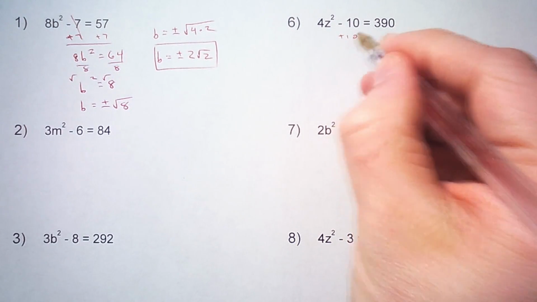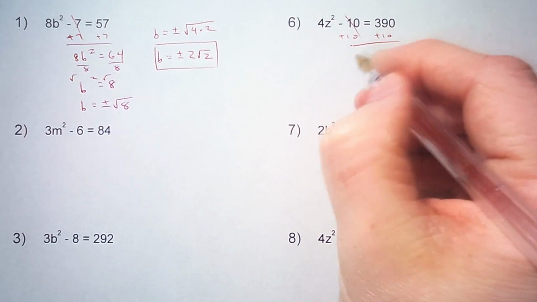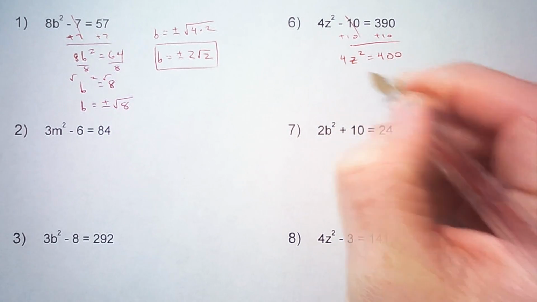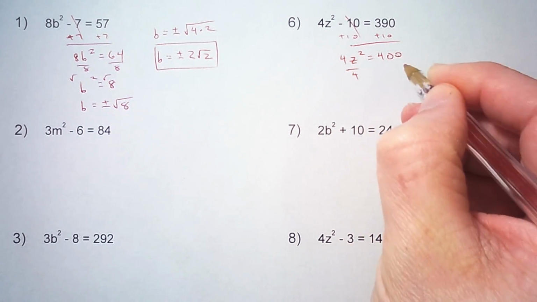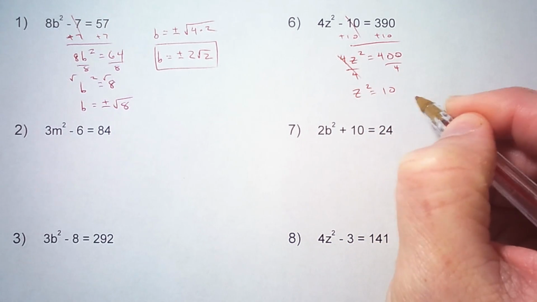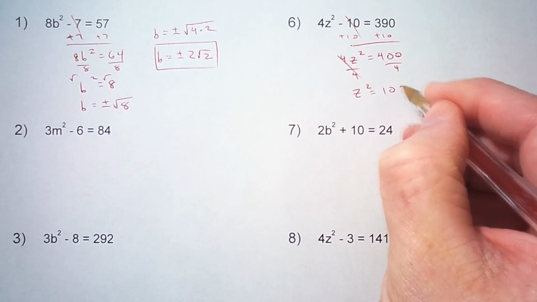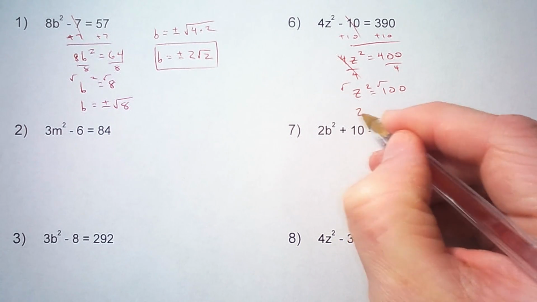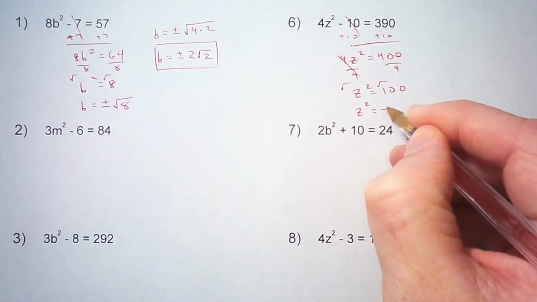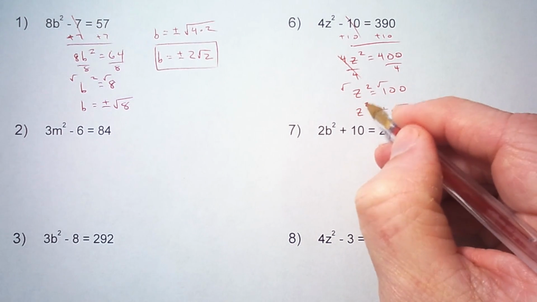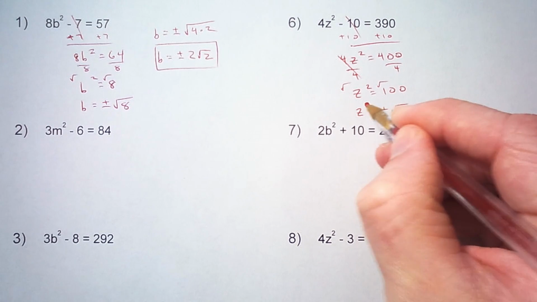Here we will add 10. So we get 4z squared equals 400. We will divide by 4 and get z squared equals 100. And then the square root, z squared equals plus or minus the square root of 100. This shouldn't be z squared anymore. I did the square root to get rid of that squared.